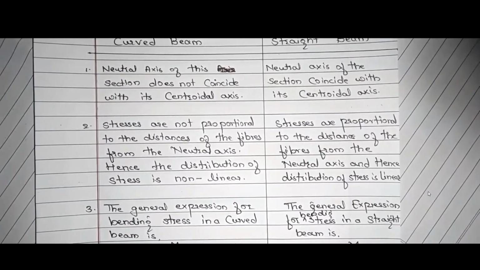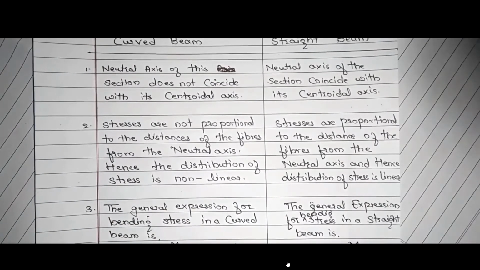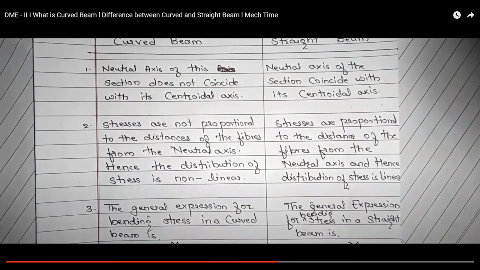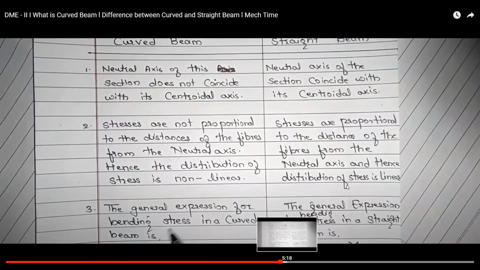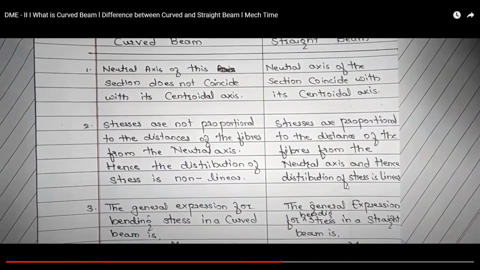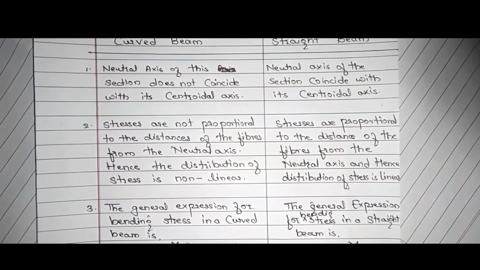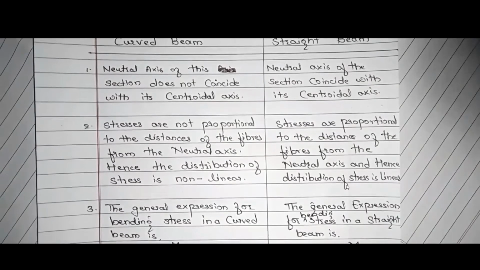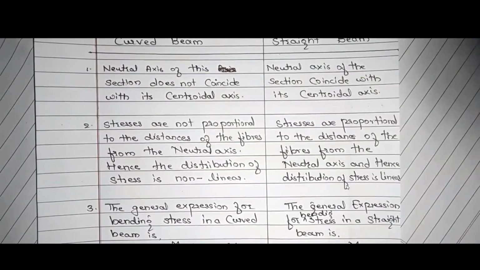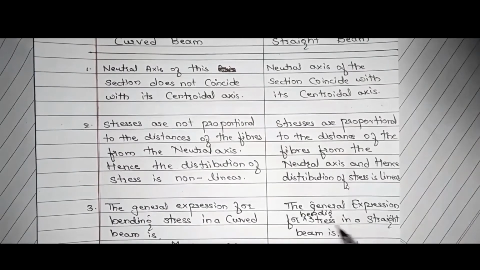Sigma_b is nothing but the bending stress, and M_b is the bending moment at the centroid. So the general expression for the bending stress in a curved beam is this, and you can write this equation. And the general expression for the bending stress in a straight beam is sigma_b = M / I times y.